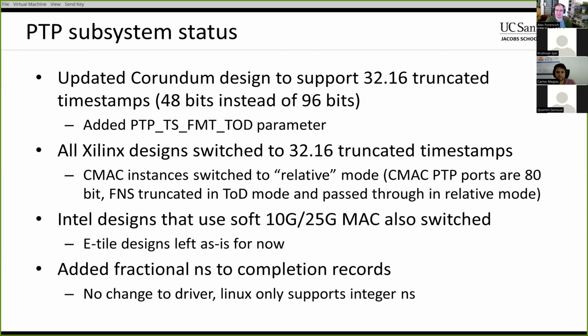And I also went ahead and added the fractional nanosecond field to the completion records. Unfortunately, Linux doesn't support fractional nanoseconds, only integer nanoseconds. So it doesn't change anything about how PTP4L works, but potentially that data is available for other PTP implementations if you need something super high resolution. I think White Rabbit needs the high resolution timestamps, so potentially it'll be useful there.